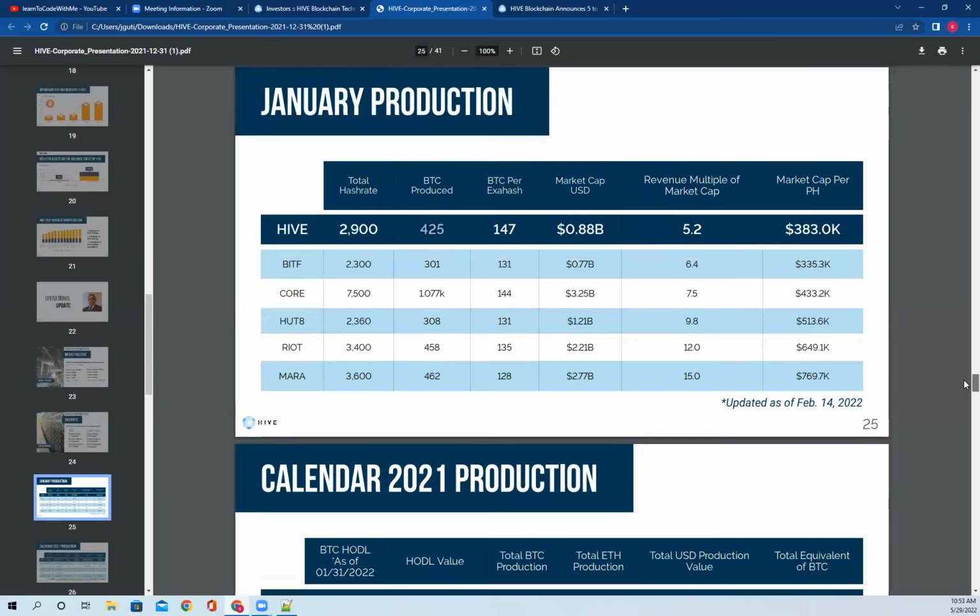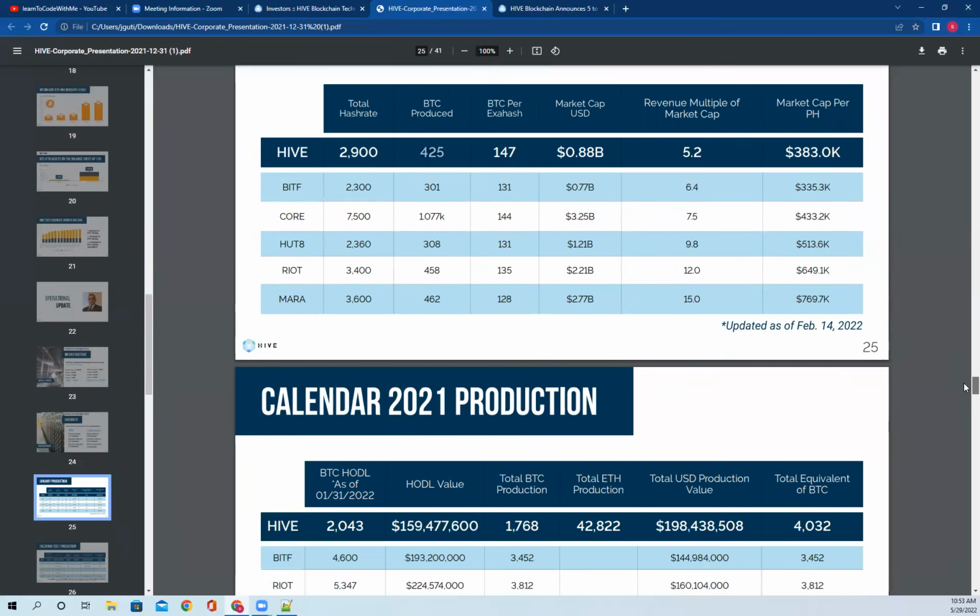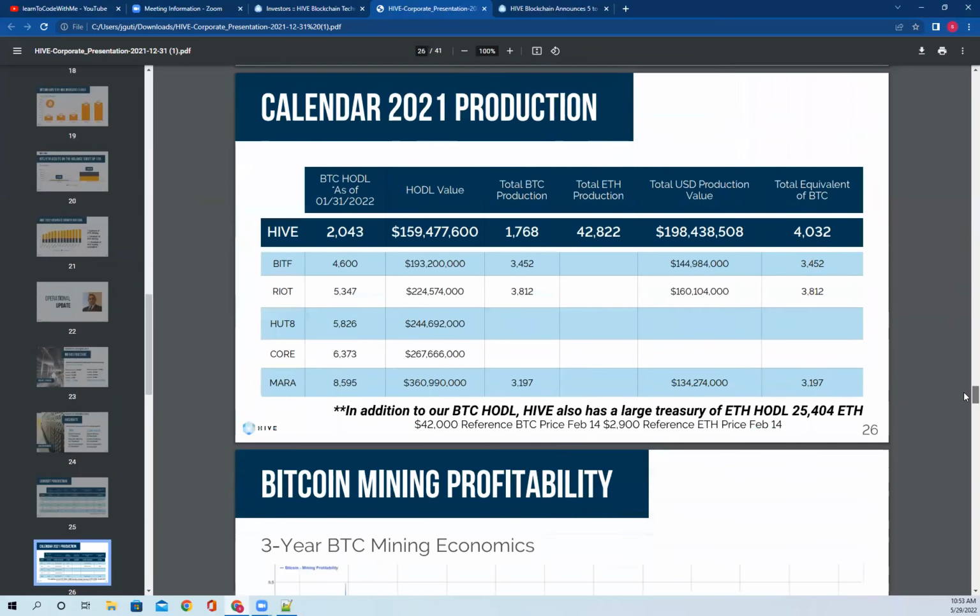And recently it's more around 450. So they're staying on track. Not only are they staying on track, but they're increasing their Bitcoin that's produced. So that's even more revenue, that's more profit that's coming in every single month. Let's go over to slide 30.